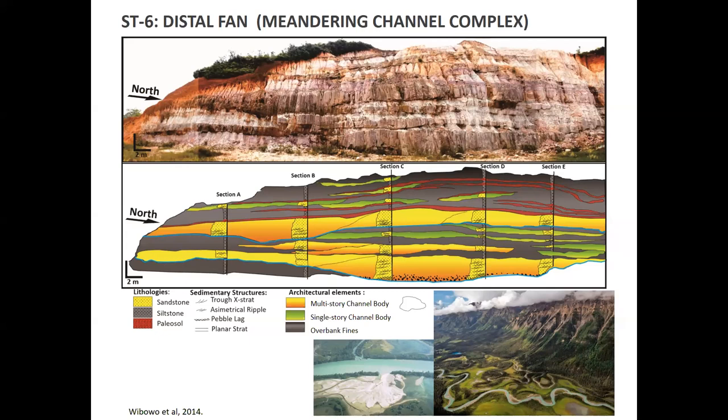Okay, let me recap your questions. You're asking about the paleosols' existence on this outcrop specifically. Will it be distributed across the entire system or only localized? And what is the relationship between this paleosol and the environment? Is that your question?